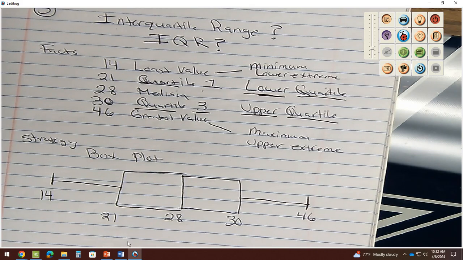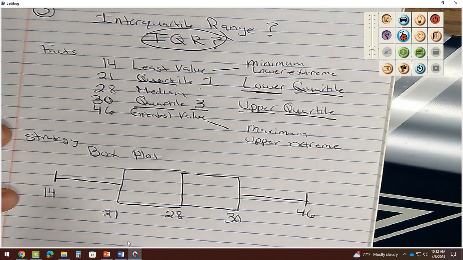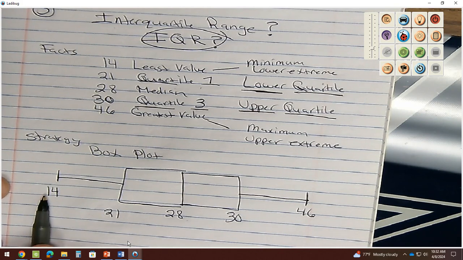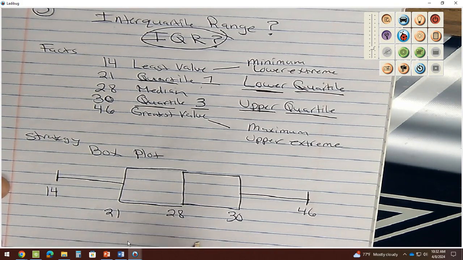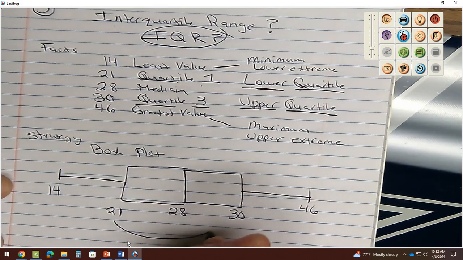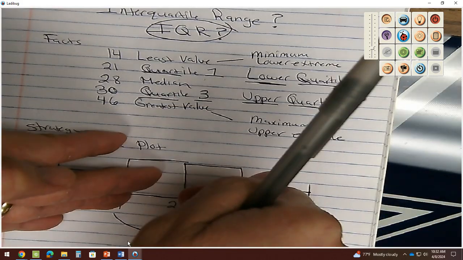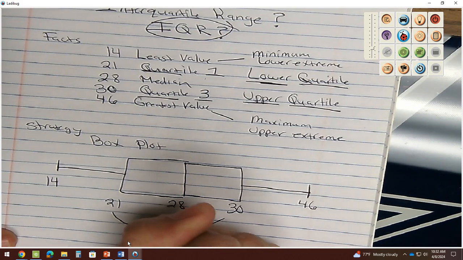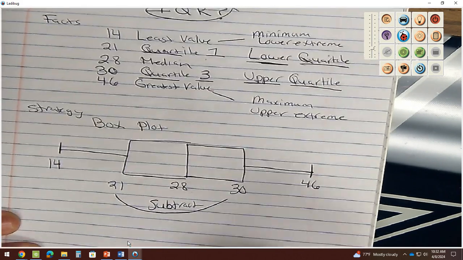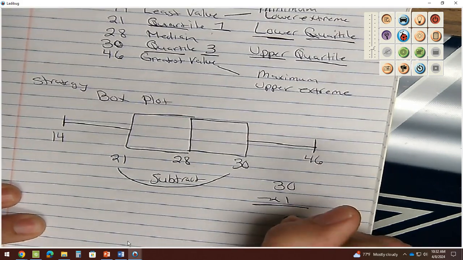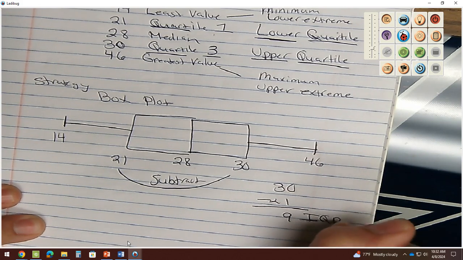Questions? Now let me answer the question. They want the IQR. So let me see if you're listening. Do I need the 46? No. Do I need the 14? No. Do I need the 28? Do I need the 30? Yes. Do I need the 21? Yes. IQR, I need the interquartile range. Okay? And what am I going to do with these? Subtract. 30 minus 21, so we can find the IQR. And how much did you get? 9 would be the IQR.